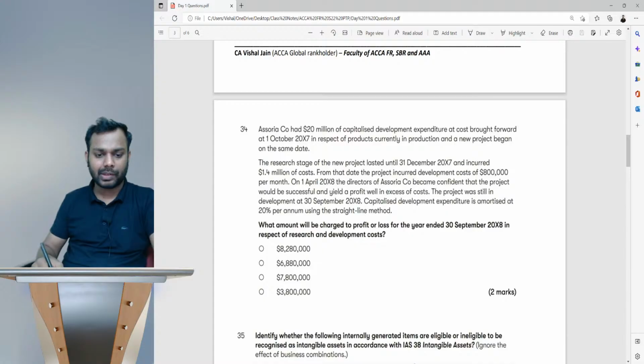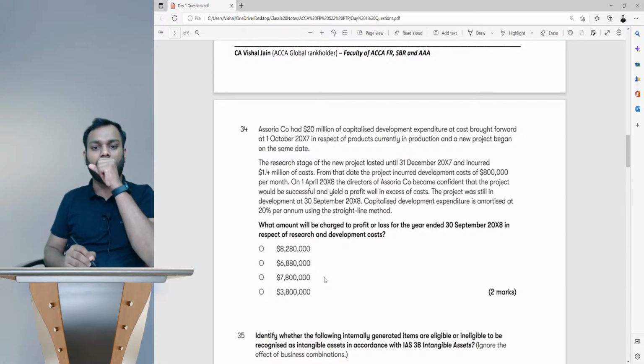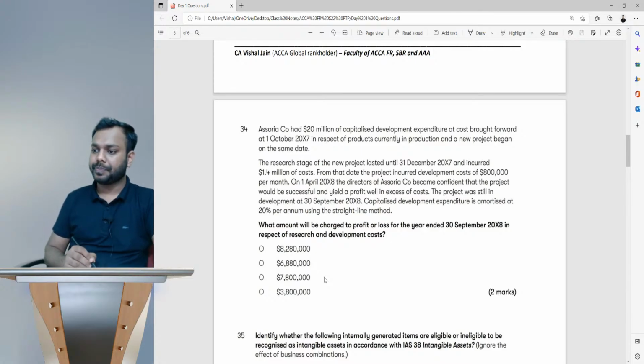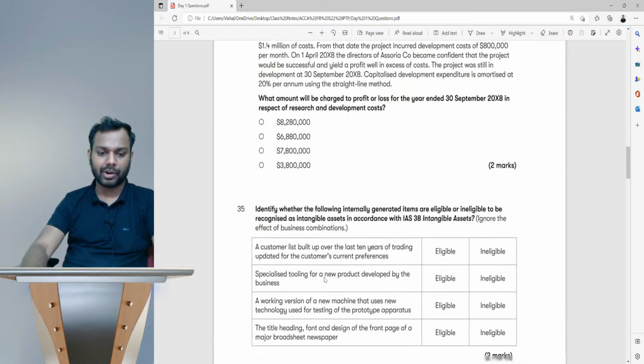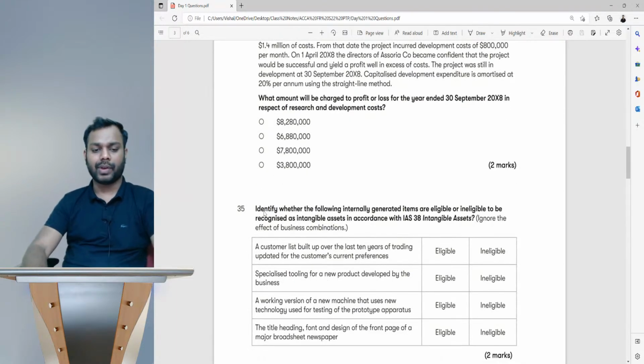Is it clear, guys? What is the answer? 7.8 million. See, this is the answer. 7.8 million is the answer. I hope it is clear, guys. Third one is the answer. Very good. Now let's solve 35.